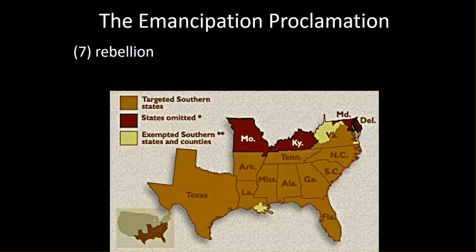In his annual message to Congress in early December, Lincoln tried to calm the situation down. He talked about gradual emancipation, still talking about colonization, but the South didn't stop fighting. So on the 1st of January, 1863, Lincoln signed the official Emancipation Proclamation.